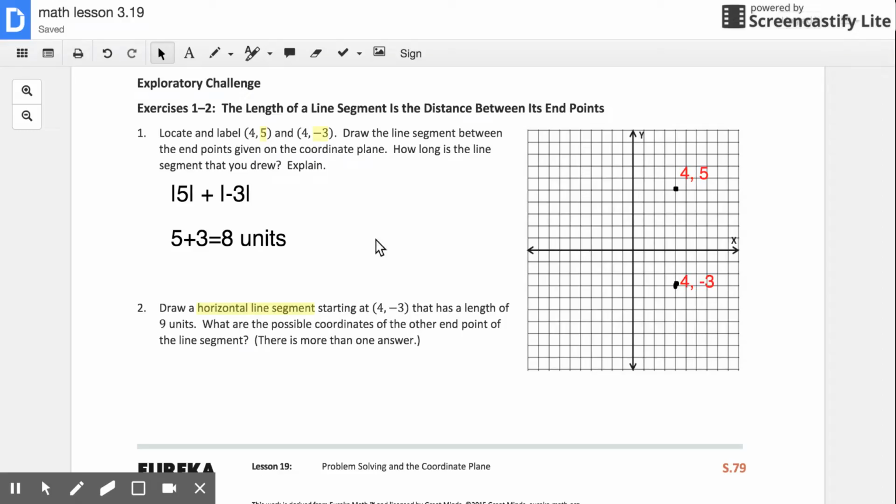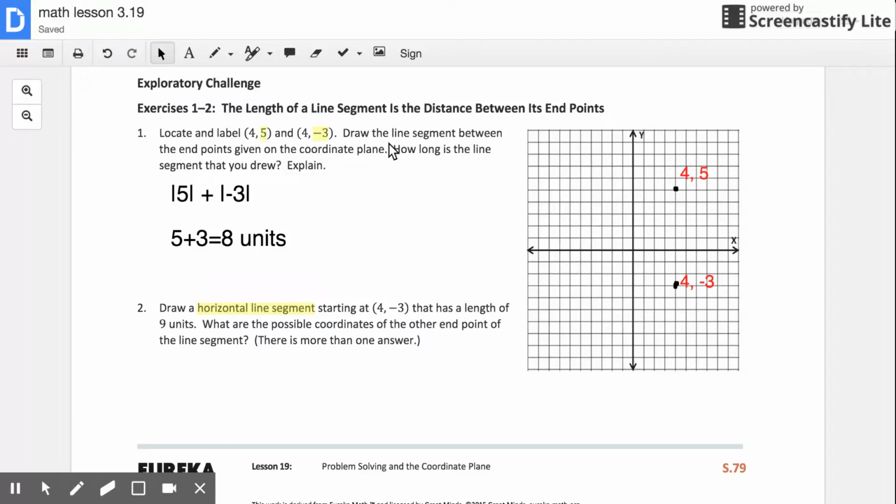Down here for exercises 1 to 2, we're looking at the same grid, and now we're just locating and labeling the points. So I already did that. I located and labeled 4, 5, the ordered pair 4, 5. That's 4 across, and 5, it'll be up. And then 4, -3, so that's 4 across, and it's going to be 3 down. I need you to pause this and go ahead and locate those points by drawing a dot and then writing where it is, 4, 5, and 4, -3. Go ahead and pause and then come back.